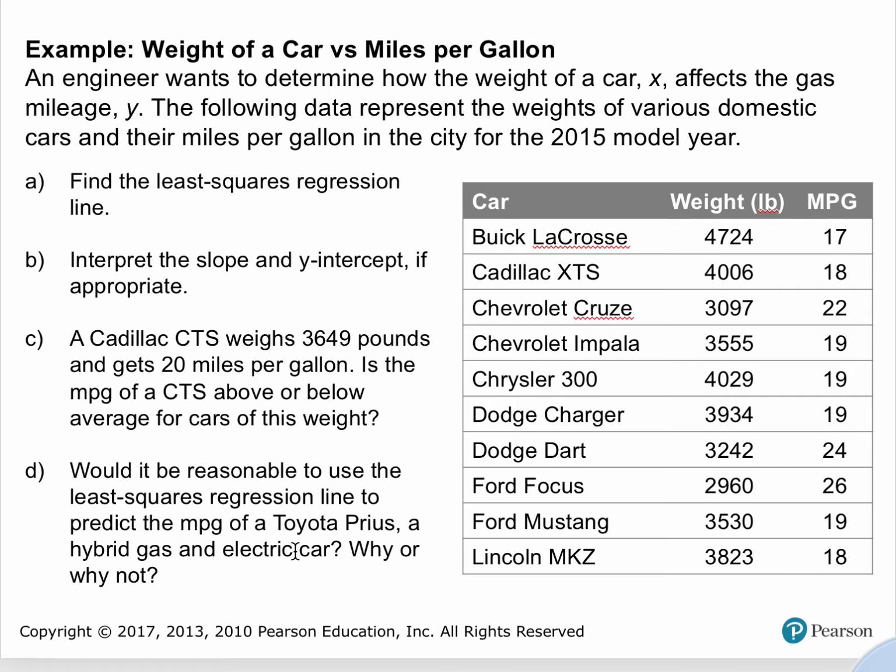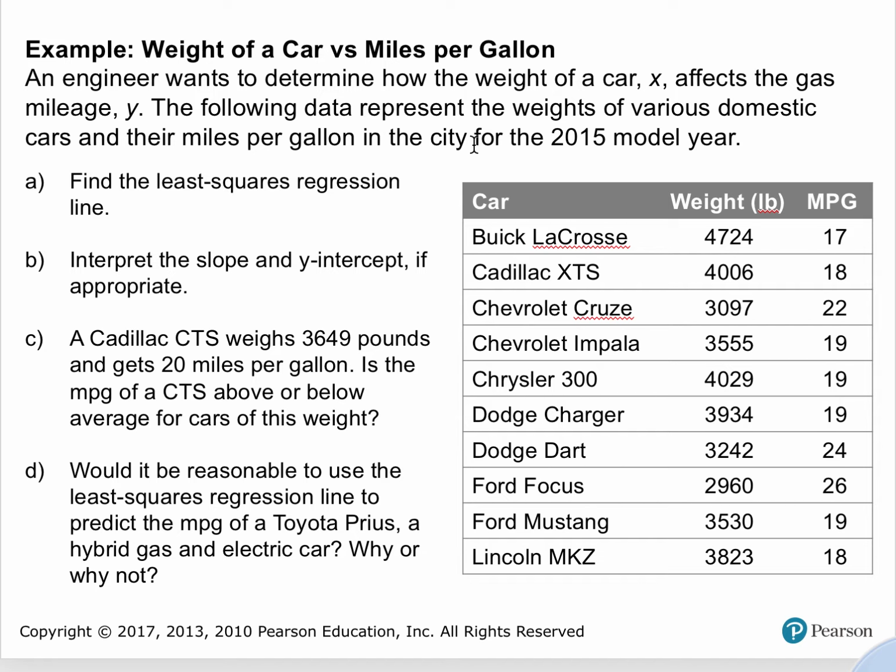Okay, let's look at one more example. Weight of car versus miles per gallon. An engineer wants to determine how the weight of a car, X, affects the gas mileage, Y. Now notice they've told us which one's X and Y. That's because in this one, he could want to determine how the gas mileage is affected by the weight of a car, right? Sometimes we have to determine which one's the explanatory and response, but sometimes it just depends on what the researcher's interested in. So they've given us the X and Y this time.